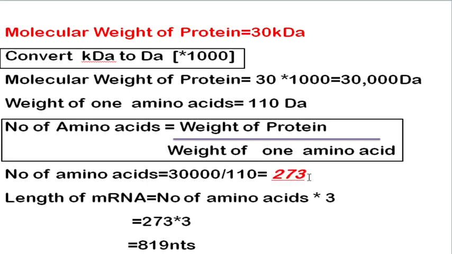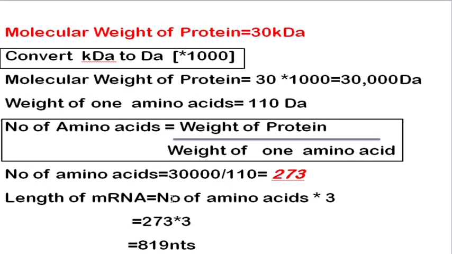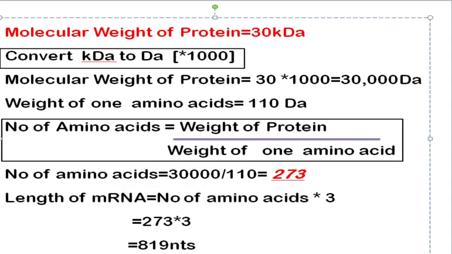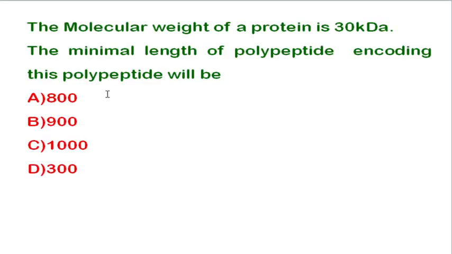From this number, we can easily calculate the length of messenger RNA. The length of messenger RNA is equal to the number of amino acids multiplied by 3. How do we get this number 3? The messenger RNA is made up of nucleotide bases, and 3 nucleotide bases in mRNA form one codon, and one codon is equal to one amino acid. That's why you need to multiply 3 with the number of amino acids, which gives 819 nucleotides. That is the minimum length, which is equivalent to about 800.